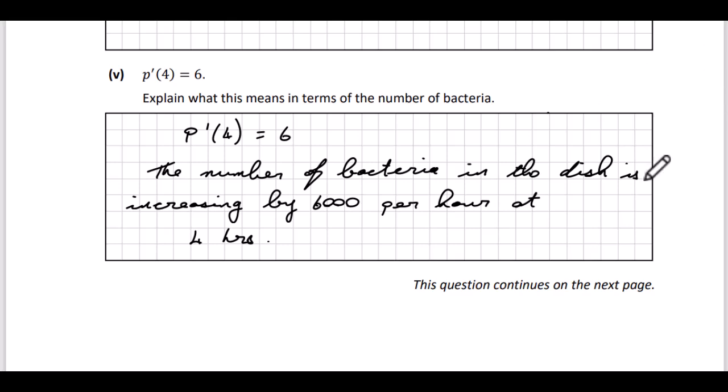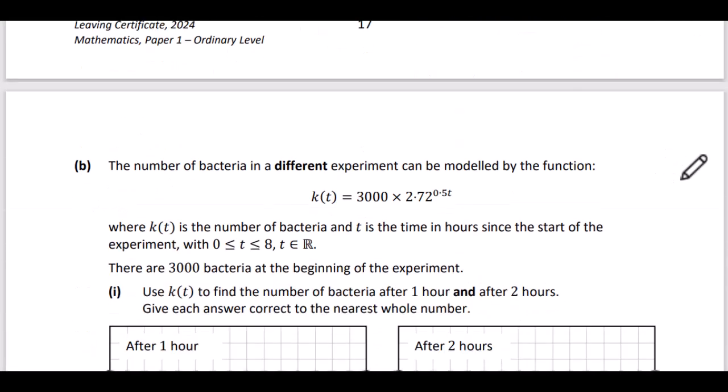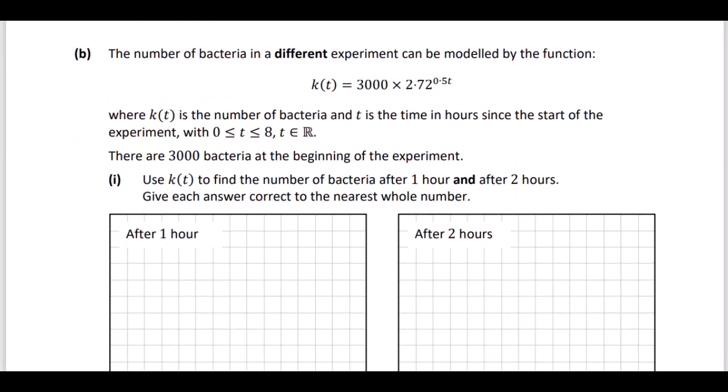So let's look at the next part, part B. The number of bacteria in a different experiment can be modeled by the function k of t is equal to 3,000 by 2.72 to the power of 0.5t, where k of t is the number of bacteria and t is the time in hours since the start of the experiment, where t is between 0 and 8, t is real. There are 3,000 bacteria at the beginning of the experiment. Use k of t to find the number of bacteria after 1 hour, and after 2 hours, giving your answer correct to the nearest whole number. So we're just going to do k of 1, and k of 2.